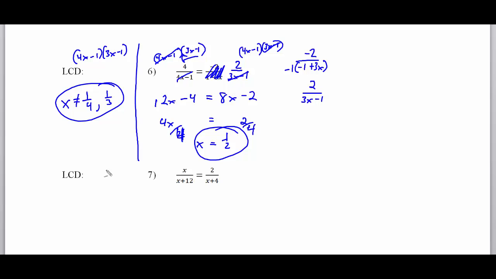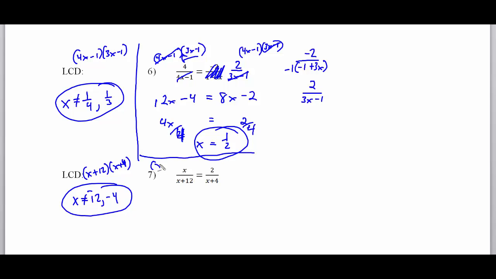The lowest common denominator here is x plus 12, x plus 4. You also can get your danger numbers, where x is not equal to -12 and -4. These are our two danger numbers, -12 and -4. So like we did in the problem up above, I'm going to multiply the top of the problem by x plus 12, x plus 4.